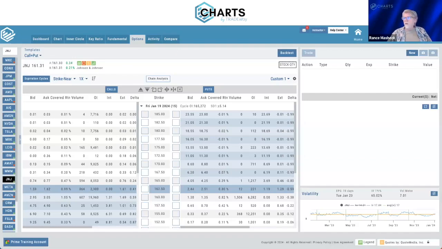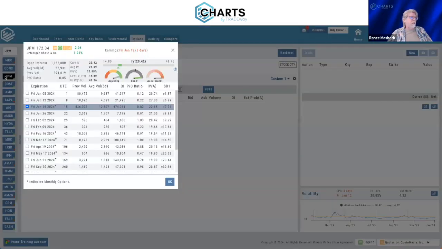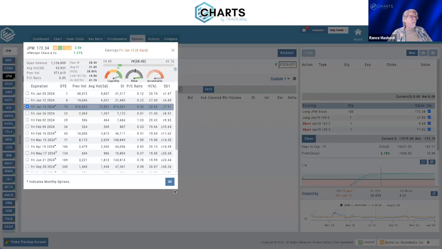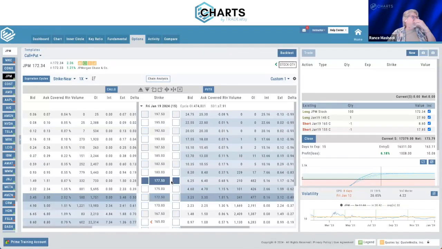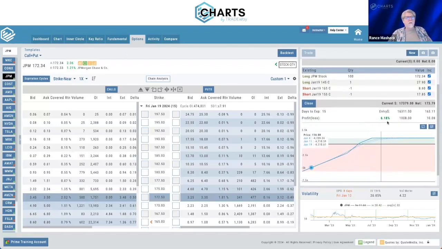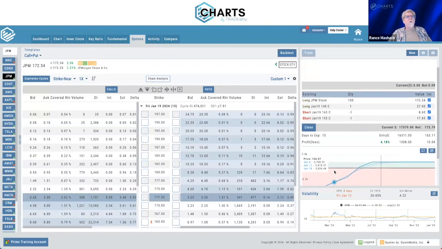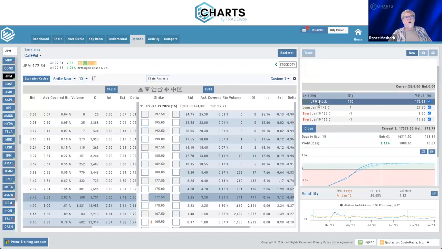A couple of things we've added here that I want you to be aware of: there are times where you may have more than one trade on at the same time for a particular stock. What I happen to have here is JP Morgan, and if you look at this risk graph, what the heck is this? Well, what I did was a covered call, and then separate from that, I did a bull call spread.